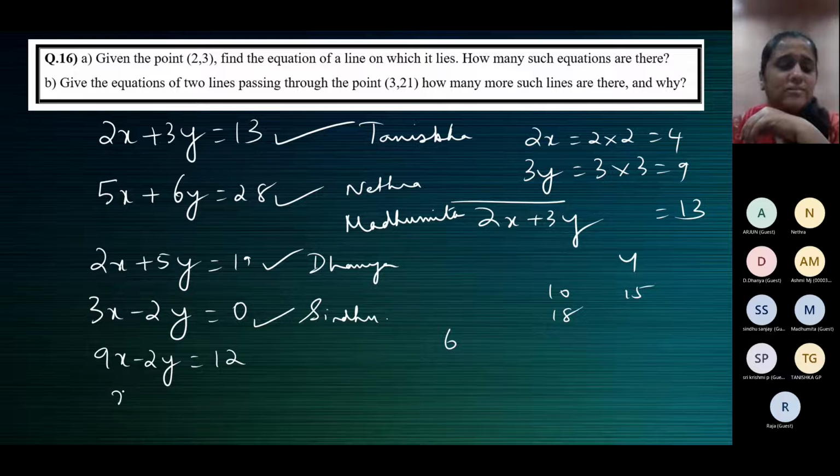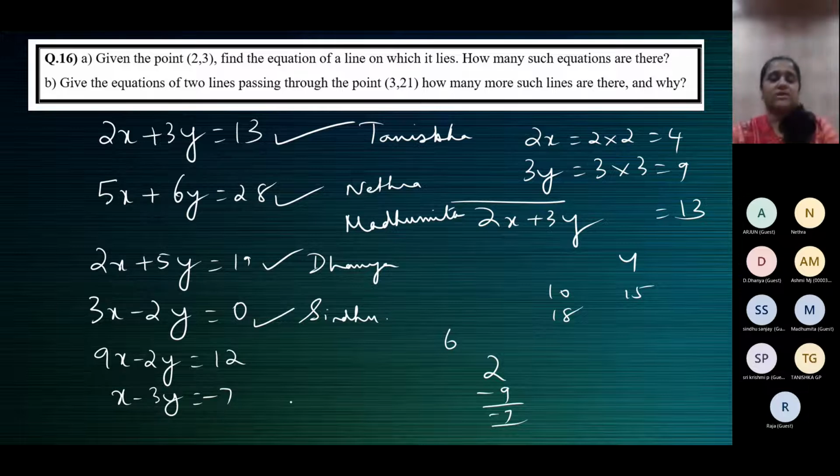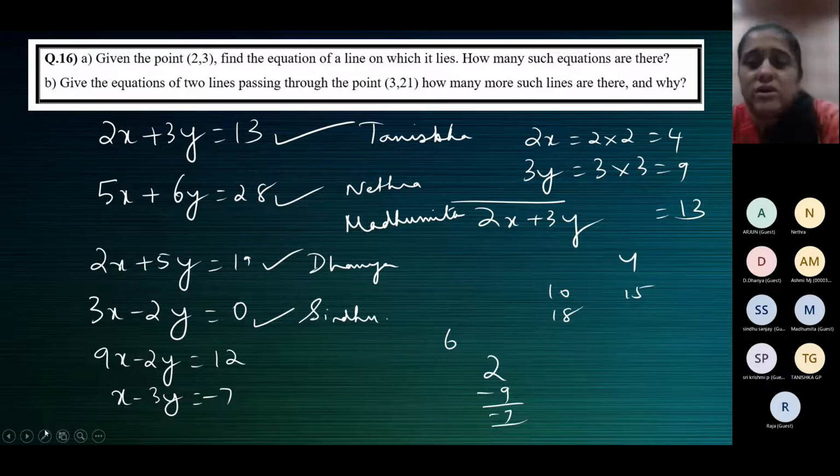You can even write like this, x minus 3y is equal to what? x is 2. 3y is 3 threes are 9, so it is equal to minus 7. You can also write this: x minus 3y is equal to minus 7. x is 2. 3y is 3 threes are 9. 2 minus 9 is equal to minus 7. Very good, children. I'm sure all of you have understood now. So how many such equations are there? There are infinitely many equations. And the reason is because there are infinitely many lines passing through a given point.